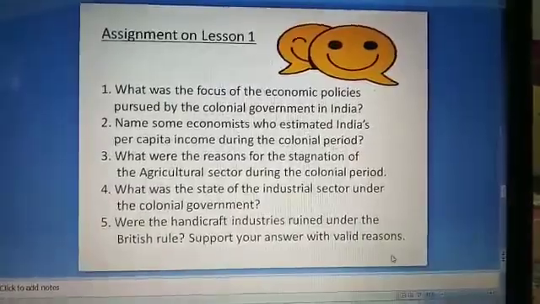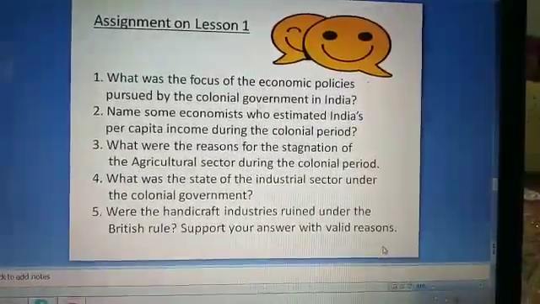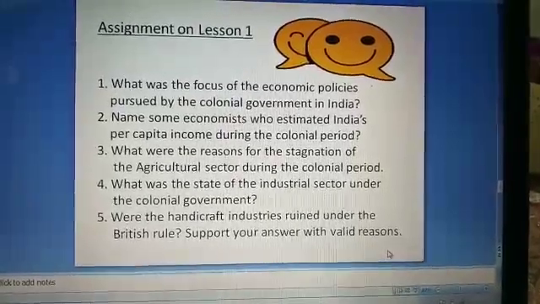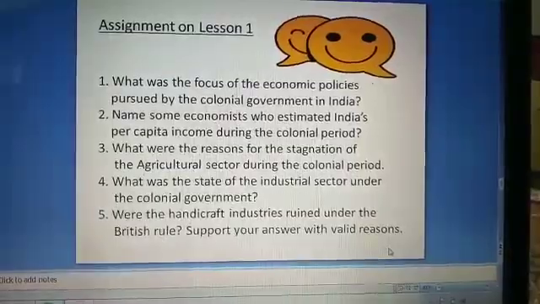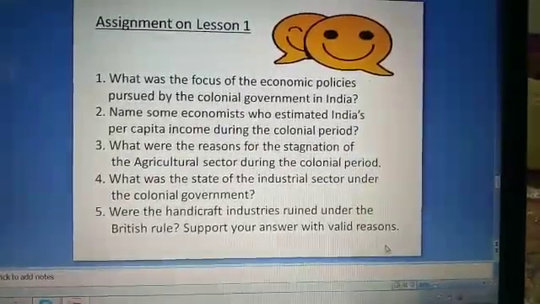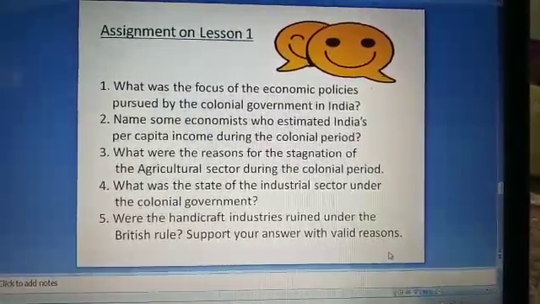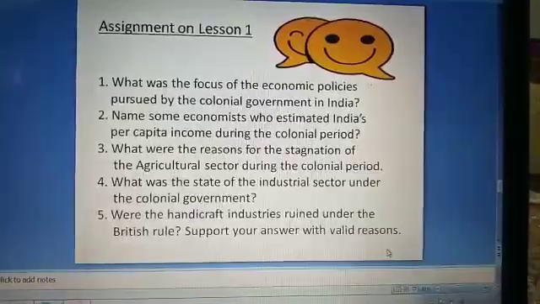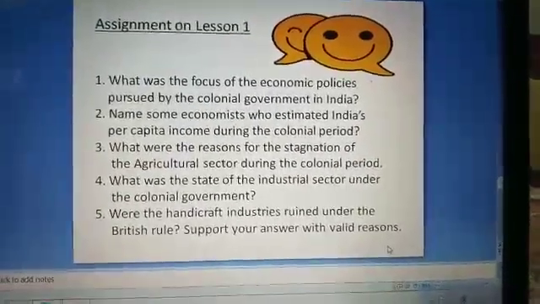So, assignment on lesson 1. Question number 1. What was the focus of the economic policies pursued by the colonial government in India? Here you're going to write about the twofold motive, that is, export of raw materials and import of finished goods. Name some economists who estimated India's per capita income during the colonial period. All the names that were taught to you, Findlay Shirras, Dadabhai Naoroji, and V.K.R.V. Rao, all those names you should write.